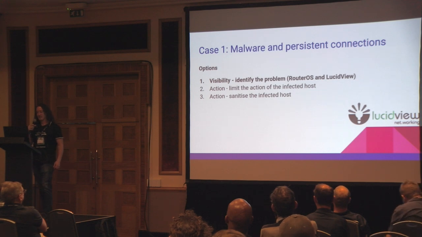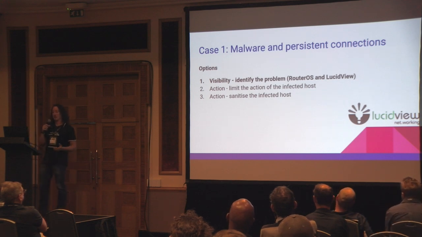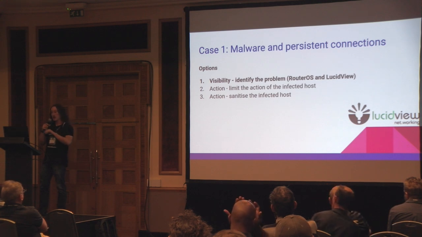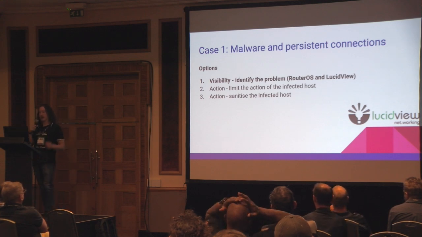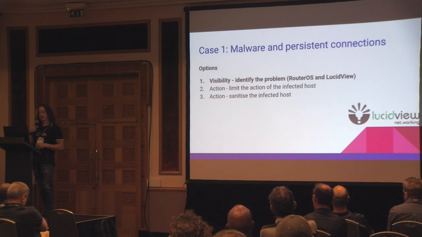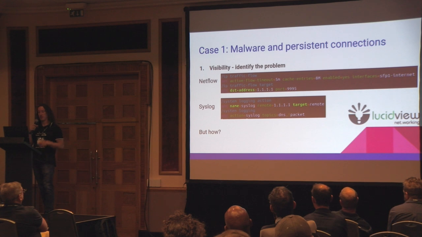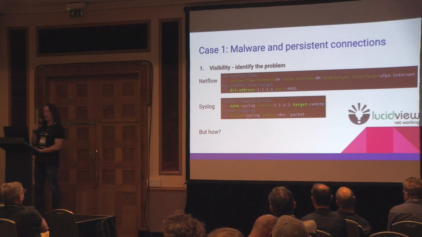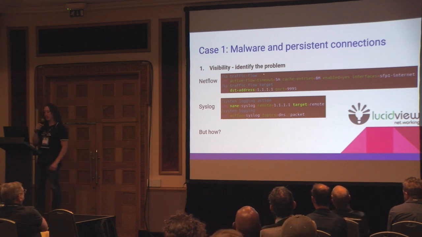All right, so the options available, and the first one that I've got in bold. It's in bold because it's important. Visibility is identifying the problem, and there, RouterOS is very useful. Without a tool that allows you to do something with that data, you're not going to have any visibility. And fortunately, RouterOS very conveniently has built-in NetFlow capability, as you can see over here. I think a lot of you have already done this before.